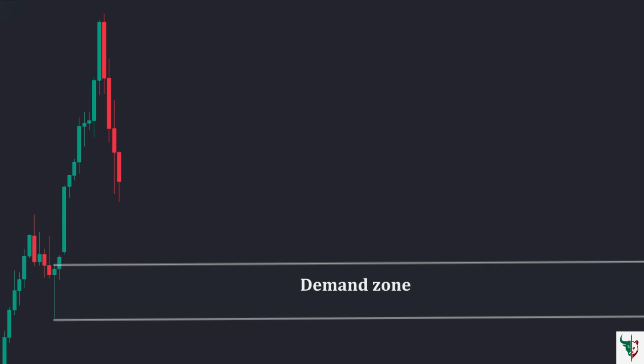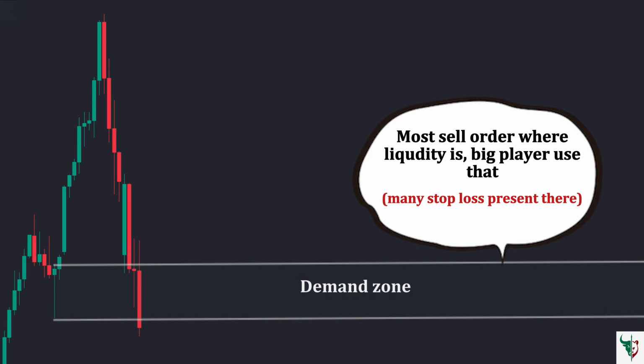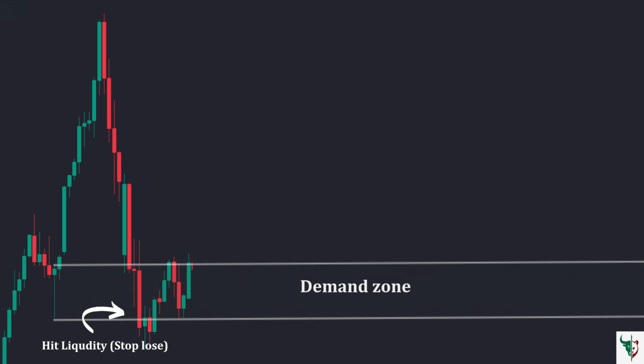Price moves because of big players: institutions, banks, hedge funds, the ones placing multi-million-dollar orders. These players can't just enter the market anytime they want. They need liquidity. They need other people to take the opposite side of their trades. So what do they do? They wait for price to come into areas where there's a lot of activity, a lot of pending orders. They step in, buy heavily, and cause price to shoot up. Or they sell aggressively and cause price to drop. Those zones, where price makes a strong move after a base, are what we call supply and demand zones.